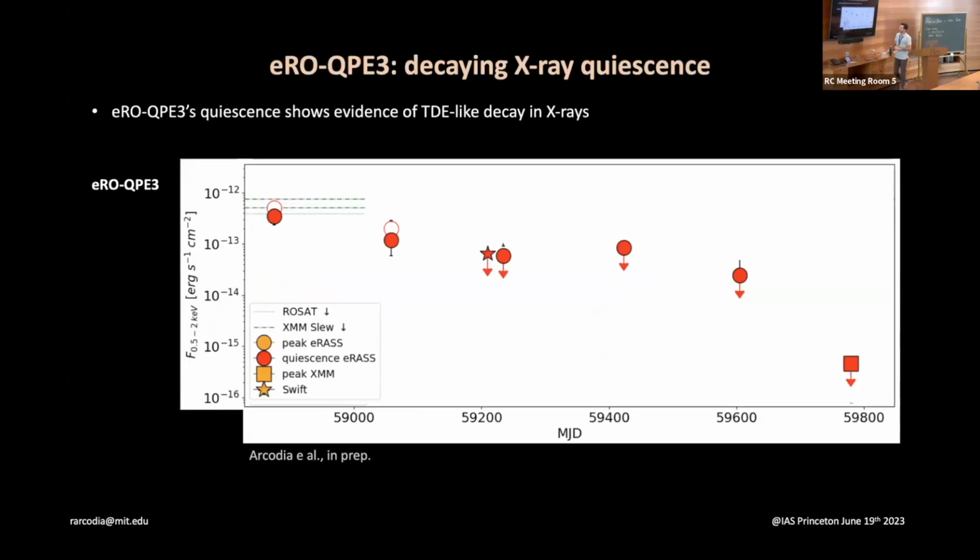eROQP3, as I mentioned briefly, showed a decay in the quiescence. This is now, forget about the bursts, the emission in quiescence: detections 1, 2, 3, 4, and 5, and a very deep upper limit coming from XMM-Newton. We didn't detect the source in between the flares. It's 2 data points.